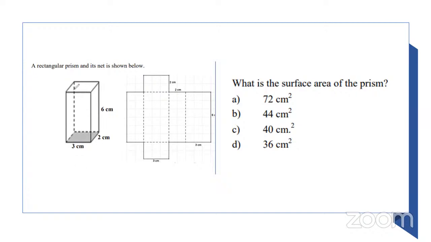So we have this rectangular prism, and it says, what is the surface area of the prism? 72 square centimeters, 44 square centimeters, 40 square centimeters, or 36 square centimeters. So I want you guys to do your calculation and tell me how you got it. So go ahead. I'll just wait here for a while. I may be silent while you work. And remember that your answer is not complete without square centimeters on it.